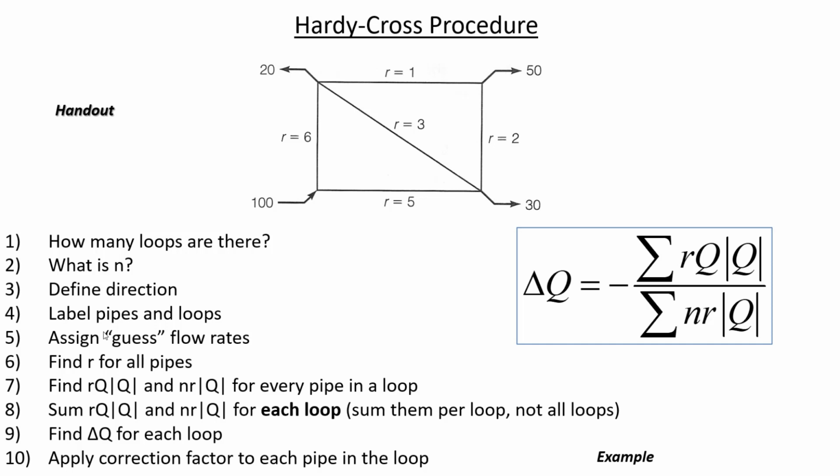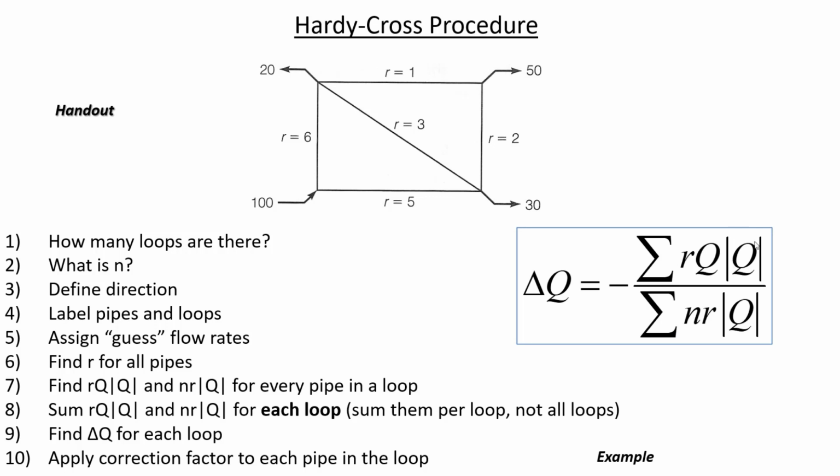But just to walk you through the rest of this procedure, once we've assigned the guess flow rates and calculated R values, or if they're given, like this first example, then we calculate this numerator term, and I'll show you how we do this on the spreadsheet. R times Q times the absolute value of Q for each pipe. And then you calculate N times R times absolute value of Q.